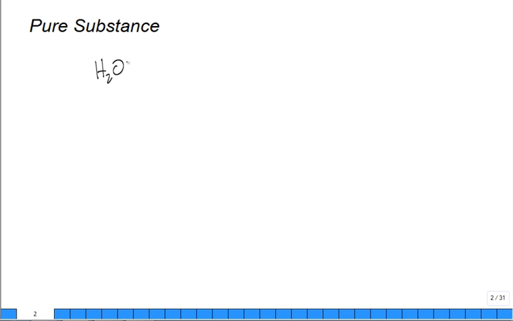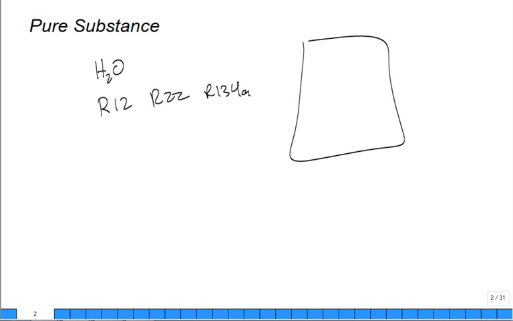Water, pure substance. Some refrigerant, let's say refrigerant 12, refrigerant 22, refrigerant 134a. Those are all pure substances. What does it mean by a pure substance? It means if I take the substance and put it in a container, let it sit or whatever I want to do, I come in and I grab a sample out of this location, and a sample out of that location, and a sample out of that location. They all have the same chemical makeup.